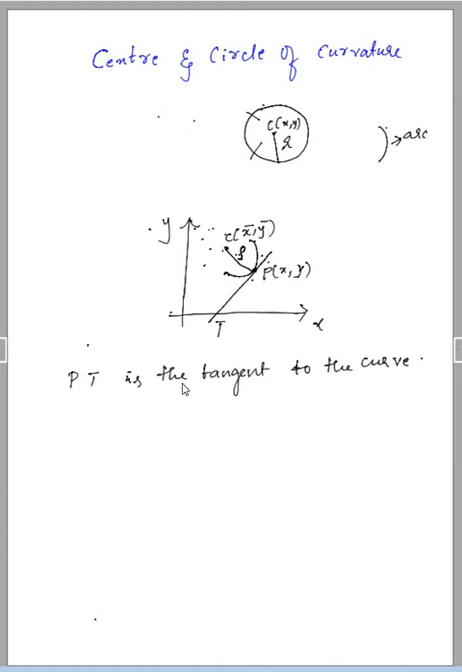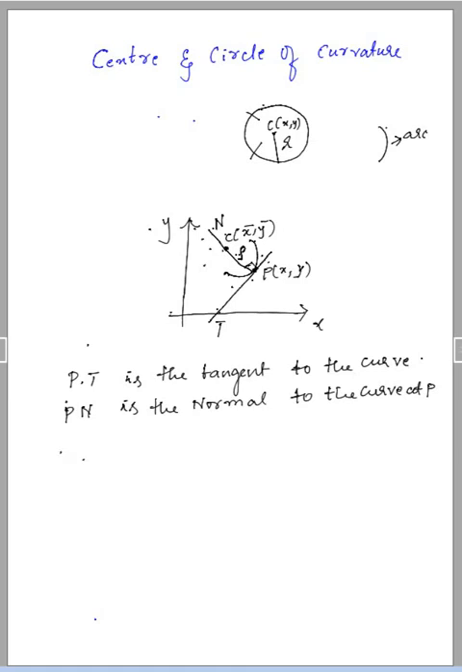And if I extend this line, I will name this point as N, PN. So if I observe that PN, it is looking as a perpendicular line to a tangent. Therefore I can define PN as the normal, the normal to the curve at P.